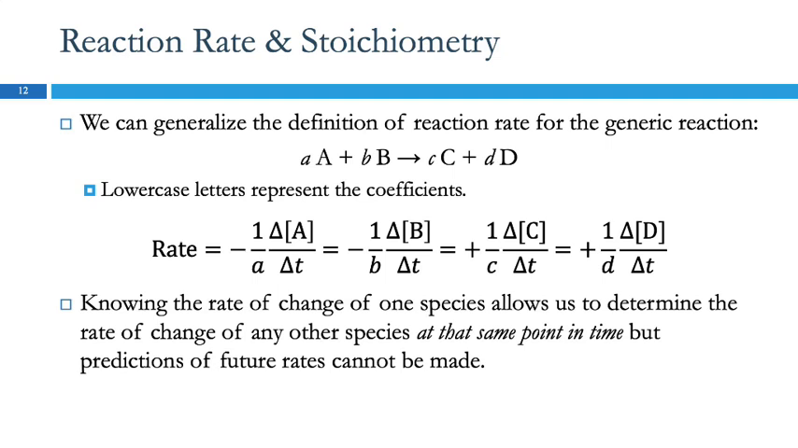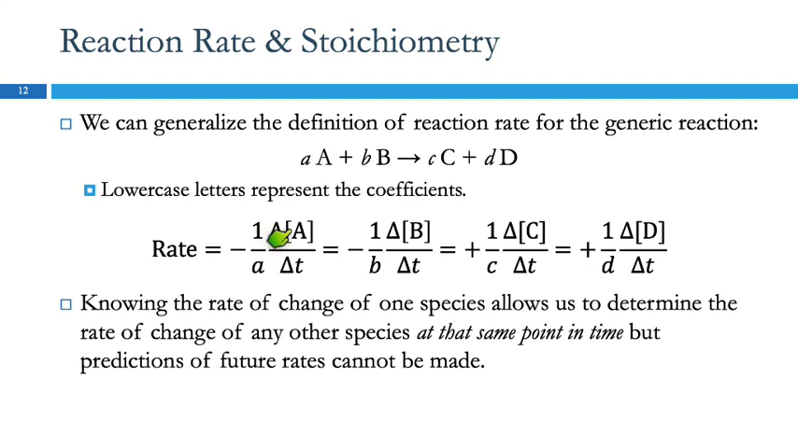Okay, so we can have a general equation, a general definition of reaction rate. So here's a generic equation. And this lowercase a represents the coefficients, and the capital represents the chemical formula. So A moles of A reacts with B moles of B to form C moles of C and D moles of D. We can write an equation to represent the rate from any one of these 4 things.